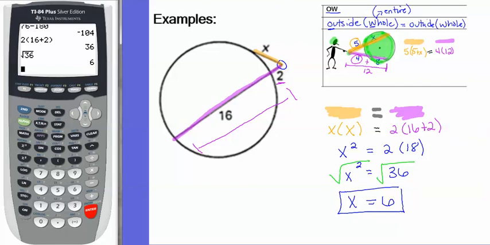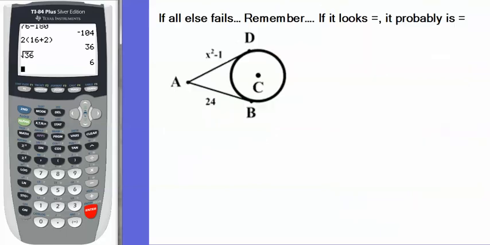So let's look at one more type of problem with circles. And this is definitely like SOL cheat time. If all else fails, what you have to remember is if it looks equal, it probably is equal. So here, this is just a form of ow ow, but they're both on the outside. There's nothing on the inside of the circle. When that happens, I can just set these two things equal.